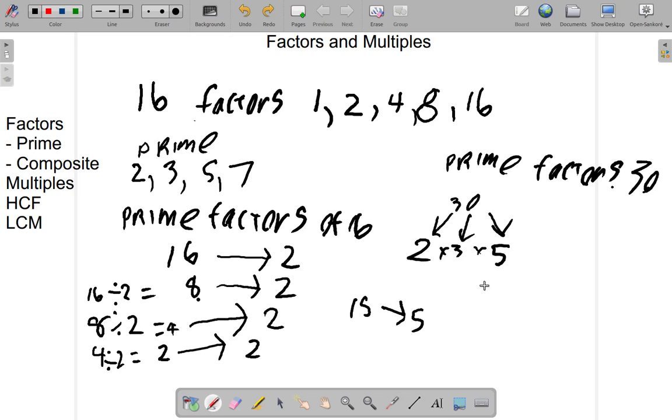Good. If you had tried 2, 3, 7, 2 times 3 is 6, 6 times 7 is 42, that wouldn't work. If you had tried 2, 3, and 3 again, you would say 2 times 3 is 6, 6 times 3 is 18. But you'd have to multiply 18 by something to give you 30, by a whole number, and that wouldn't work. Alright, so we want the prime factors of 30. We see which prime numbers all multiply out to give you 30. We try 2, 3, and 5, and it works.